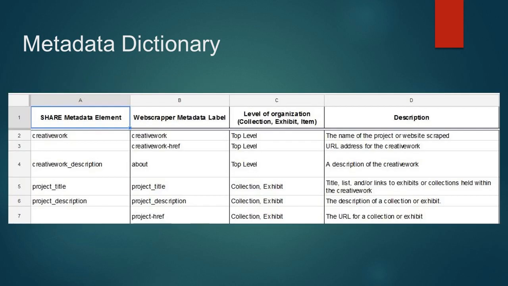Okay, so this is basically what our dictionary looks like. We started off with the higher level information. For us, the SHARE term for a title was creative work. So that became our consistent word for that higher level of information. And then anything underneath that became a project, and that includes both collections and exhibits.